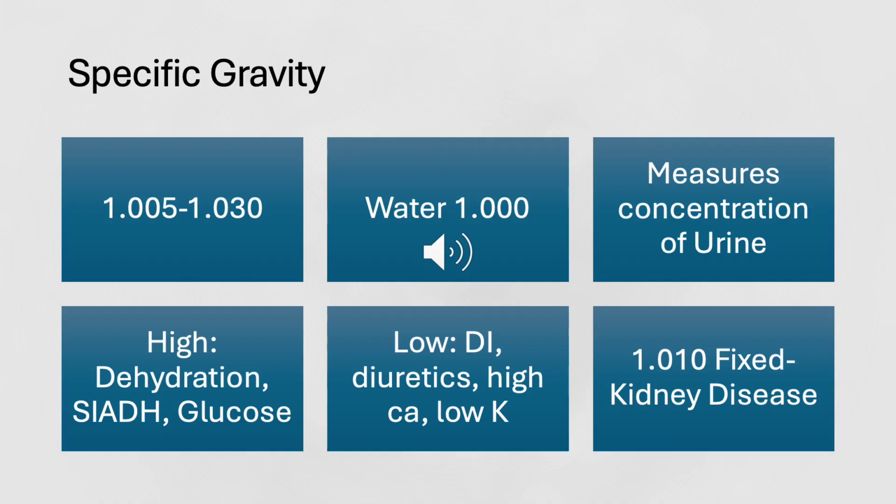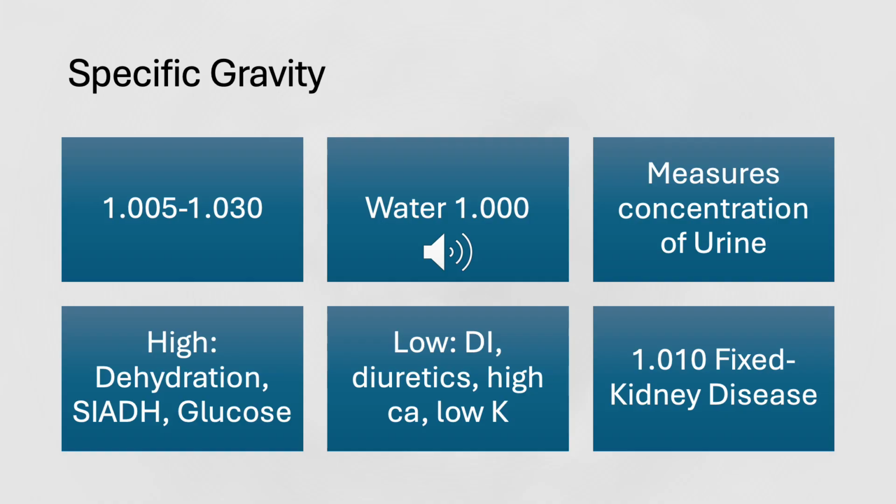And it will be high in situations where there's dehydration. And if there's glucose in the urine, it could be high. If somebody has SIADH, which is opposite of what you would think, right? Because they're not dehydrated. But this is the one instance that it would be high without dehydration, okay? If the specific gravity is low, it could be because your patient has DI and the urine looks just like water, okay? So the urinary output would be low.